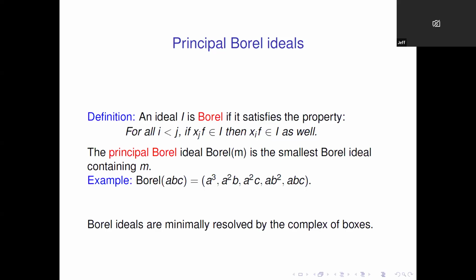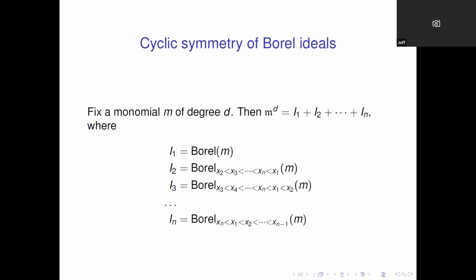So Borel ideals also have the property that the complex of boxes minimally resolves them. And so I want to use them to build a new resolution that has the cyclic symmetry I was complaining a minute ago wasn't there in the complex of boxes.